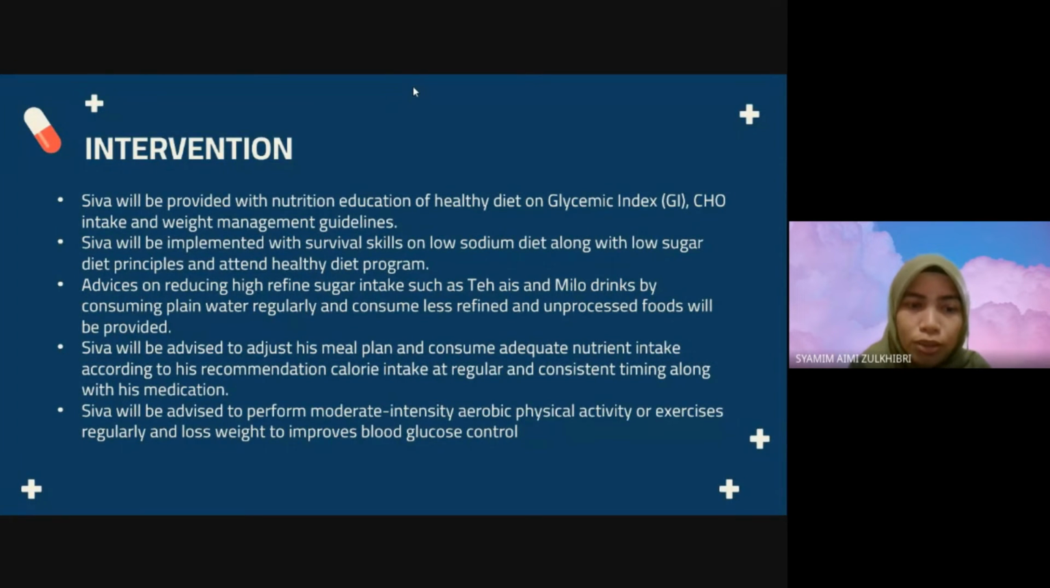Siva also will be advised to adjust his meal plan and consume adequate nutrient intake according to his recommended calorie intake at regular and consistent timing along with his medication. Siva also will be advised to perform moderate intensity aerobic physical activity or exercises regularly and lose weight to improve blood glucose control. Next.